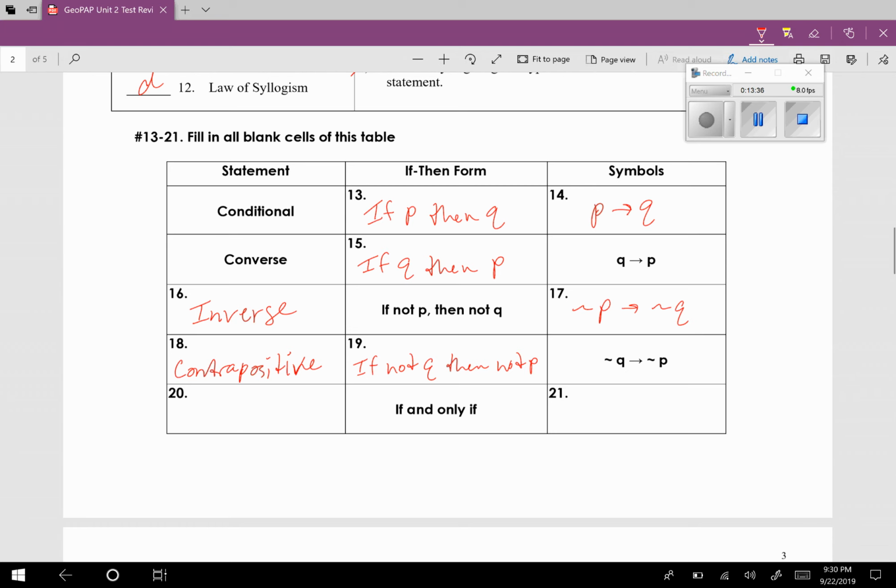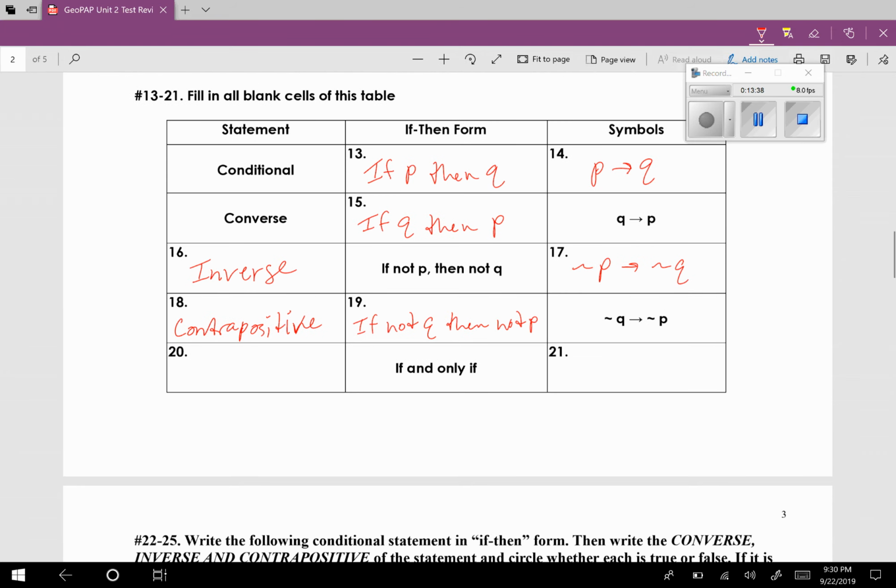Okay, contrapositive. And then "if and only if," those magic words, that's the biconditional. Okay, biconditional. And this one has an interesting symbol here. There's P and then Q, and it's a double-ended arrow because it could go either way.